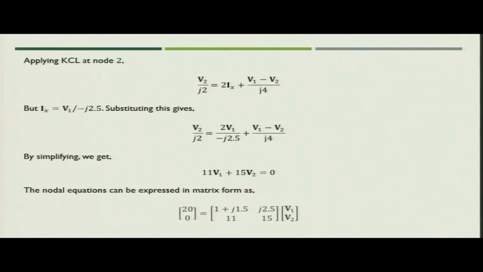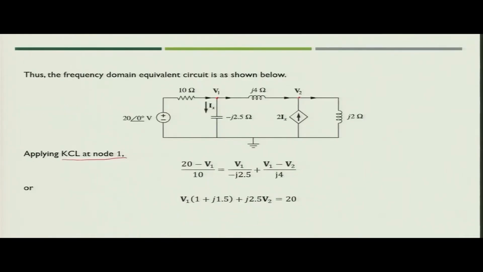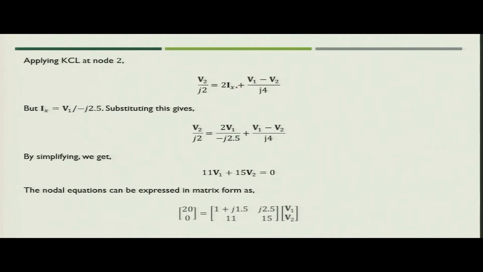Similarly, if you apply KCL at node 2, what you can write? So, these two are going inside the node and one is coming out. So, V1 minus V2 upon j 4 plus 2 Ix equal to the current which is flowing in this particular j 2 ohm inductance. So, what we can write? The value of this is V2 upon j 2 equal to V1 minus V2 upon j 4 plus 2 Ix.